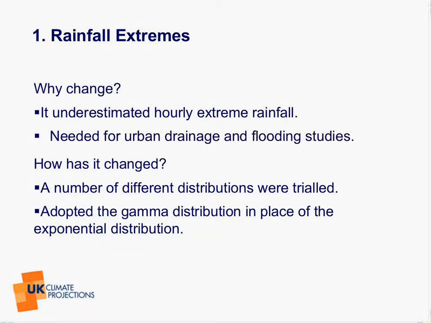To improve the performance of the rainfall extremes, the weather generator team trialled a number of different and more complex distributions before selecting a gamma distribution. The series was analysed at a range of return periods and durations and validated against depth taken from the flood estimation handbook. The results are found to be more consistent than the previous method, which used an exponential distribution.